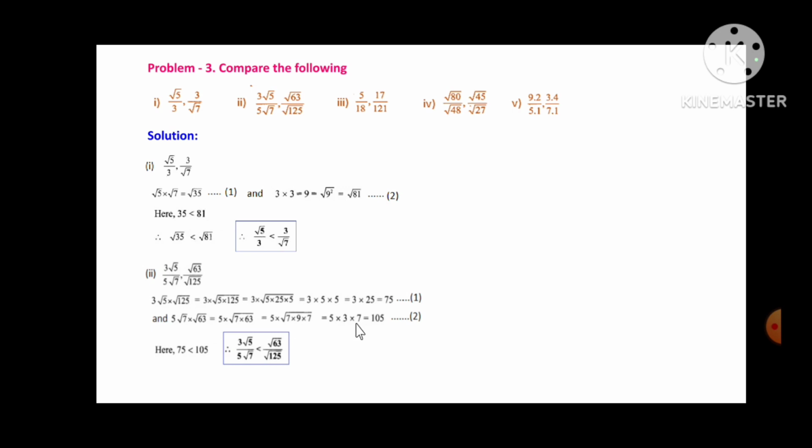Second equation. From this 1 and 2 we will get that 75 is less than 105. So you can write 3 root 5 upon 5 root 7 is less than root of 63 upon root of 125.